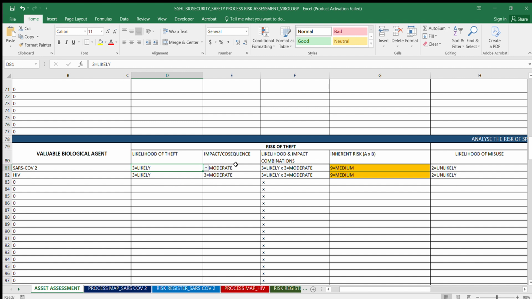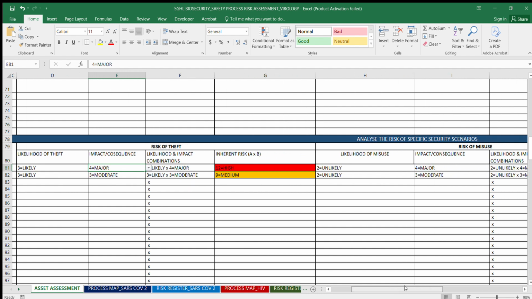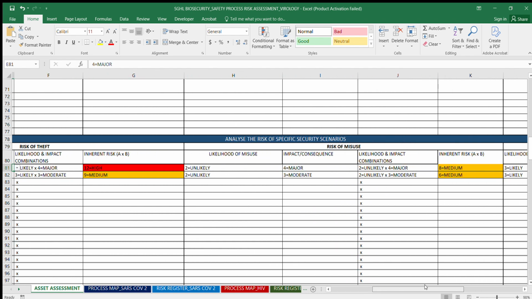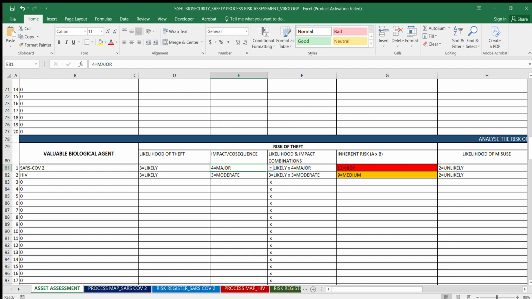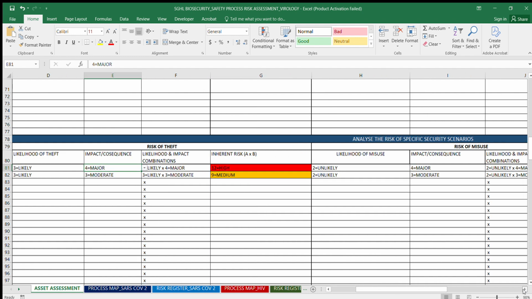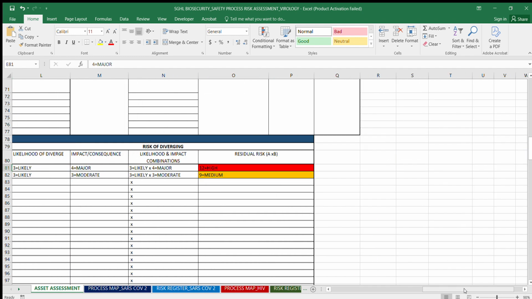Maybe for this case, your likelihood rating was likely, and the consequence, if SARS-CoV-2 was to be released into the environment, maybe that's a major. Therefore, you're going to have a high risk of theft. Like I said, if there's a high risk of theft, it means you have mostly an outsider type of adversary risk.